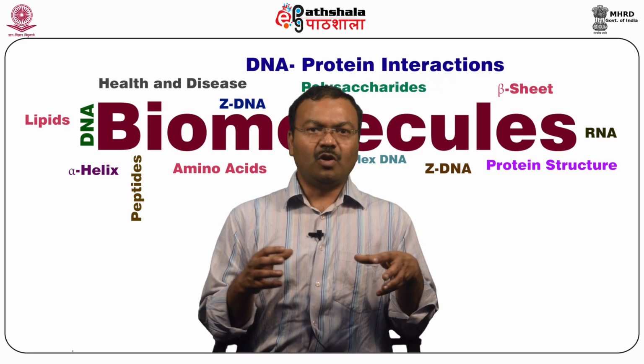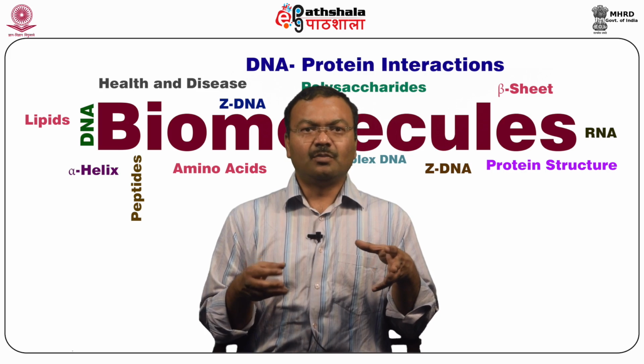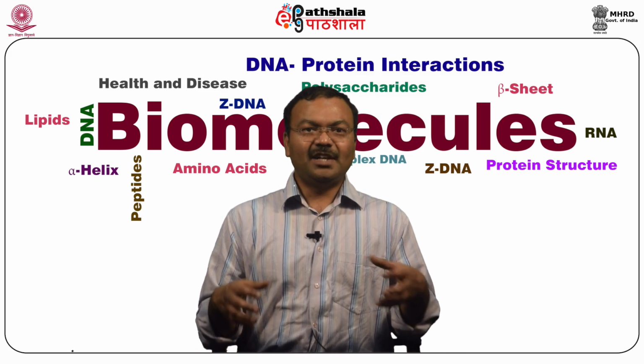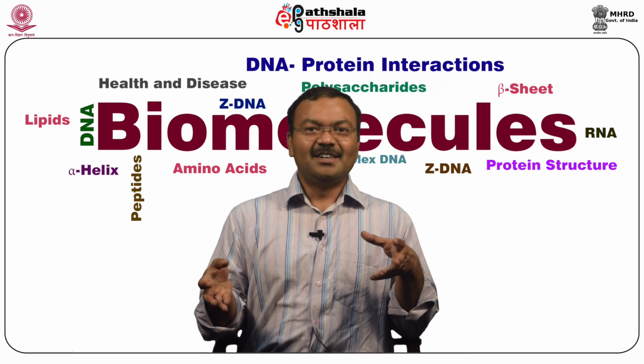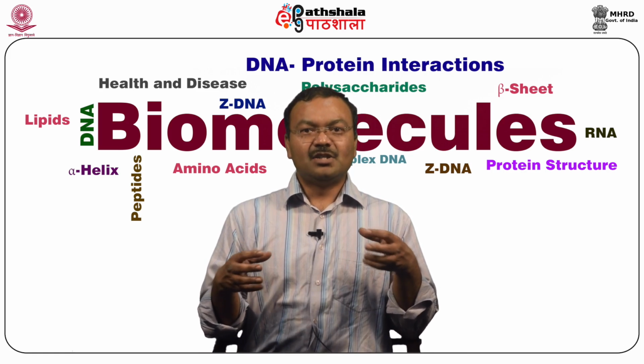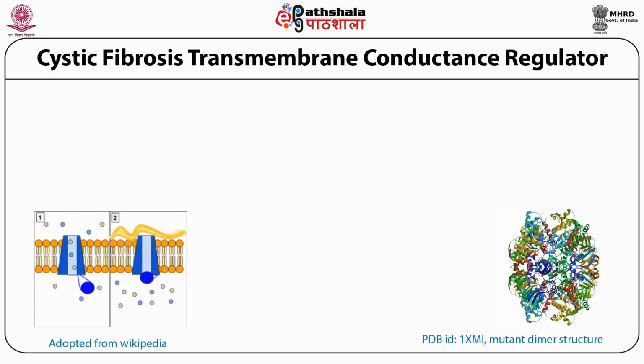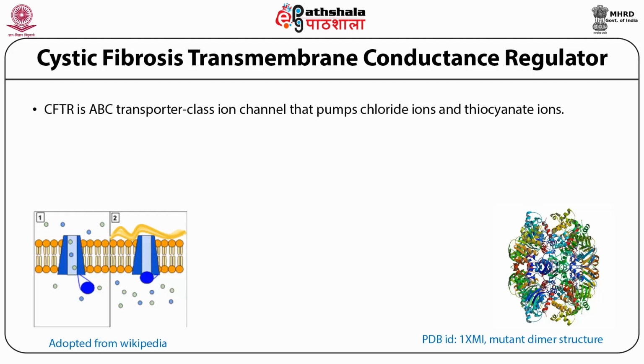CFTR is involved in the production of sweat, digestive fluids, and mucus. If CFTR is not functional, secretions become thick. It is generally diagnosed by sweat and genetic screening. Cystic fibrosis transmembrane conductance regulator. This is also called CFTR for short.